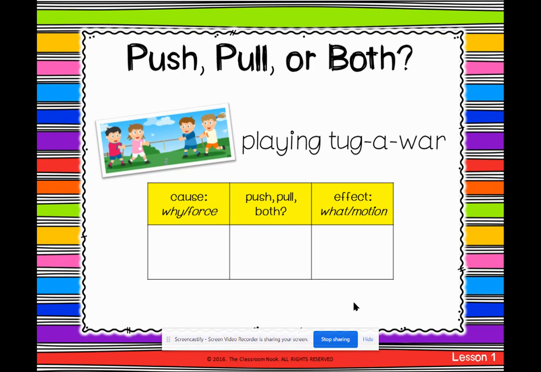So I want you to tell me what is happening. Okay. What is the action going on? I want you to tell me what is the force, the push, pull, or both. And then I want you to tell me what will happen. What is the motion from that push or pull? So go ahead and pause this video, and then I want you to answer those three questions about this picture of kids playing tug of war. Go ahead and pause.